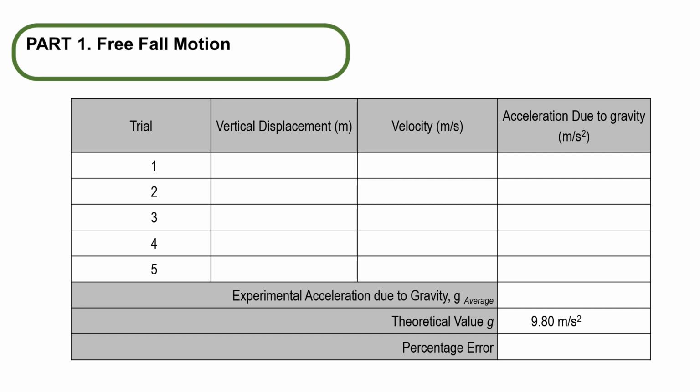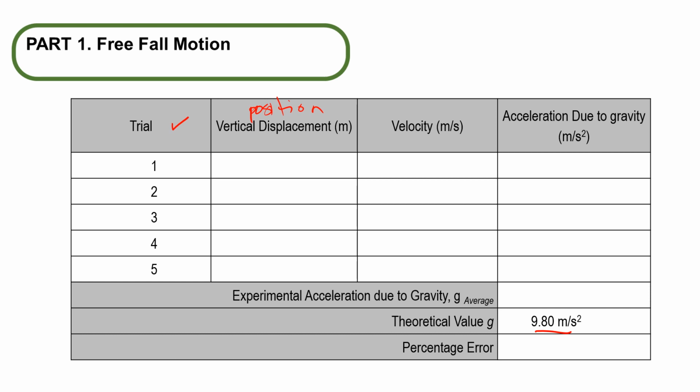So we can see here the table for part 1. The first column is about the trial. The second is for the vertical displacement, which is the position read on the Explorer GLX. Velocity is the third column, and the last column is for the acceleration due to gravity. And then we can also see here that we're going to have 5 trials, 1, 2, 3, 4, and 5 trials. The theoretical value for acceleration due to gravity is already given here, and that is equal to 9.8 meters per second squared.